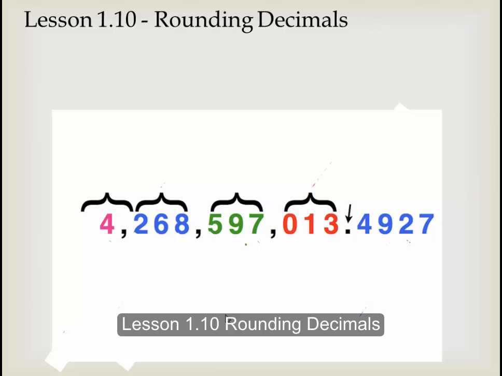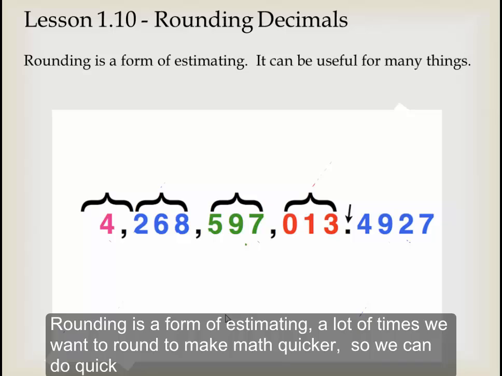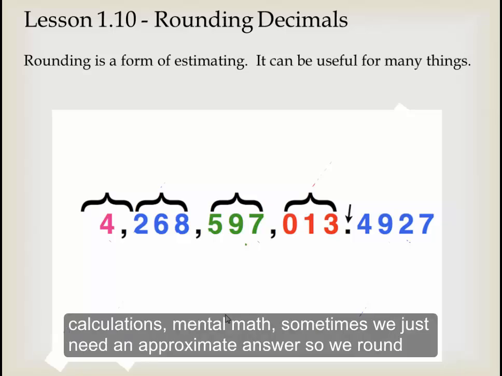Lesson 1.10, Rounding Decimals. Rounding is a form of estimating. A lot of times we want to round to make math quicker, so we can do quick calculations, mental math. Sometimes we just need an approximate answer, so we round.